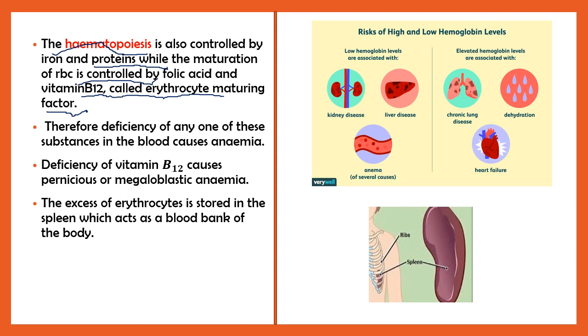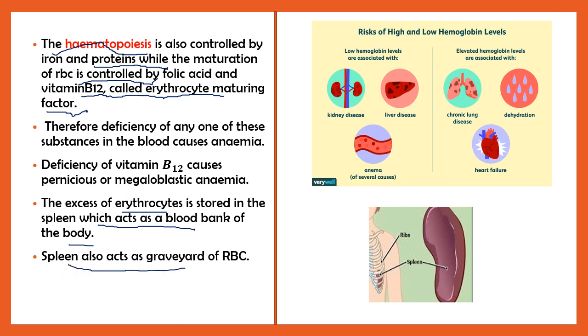The excess of erythrocytes present inside the blood is stored in the spleen, which acts as a blood bank of the body. The spleen also acts as a graveyard of RBCs because the hemolysis of RBCs takes place here. So guys, that was all about erythropoiesis and the lifespan of RBCs.